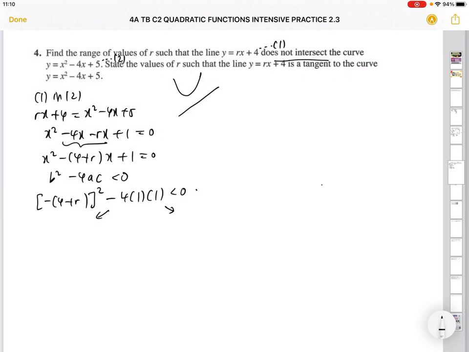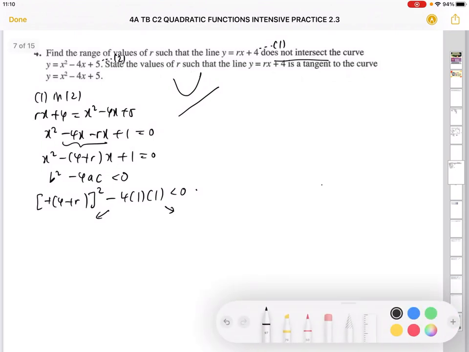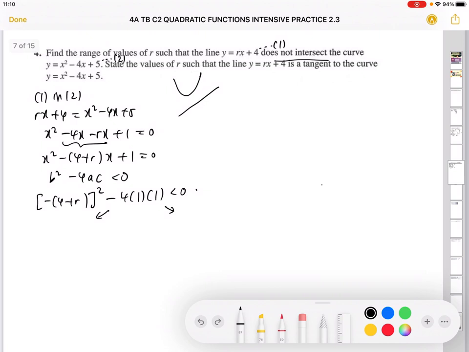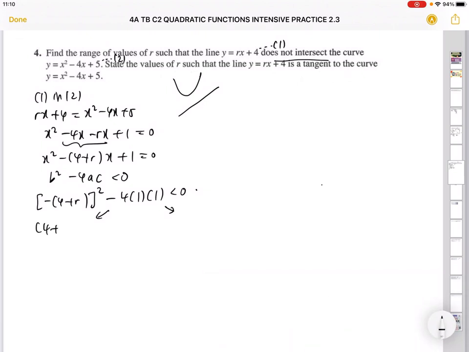Square root both sides. Now, there's a negative 1 here that, when you square it, what happened to the negative 1? It becomes positive, right? So this is still 4 plus r, and then you square it, minus 4 less than 0. Now remember, a squared minus b squared is what? a plus b, a minus b.